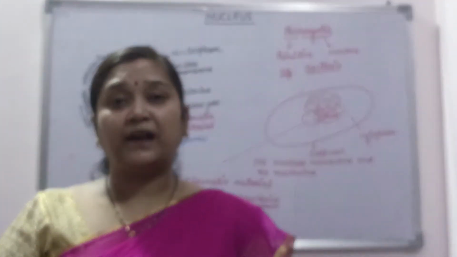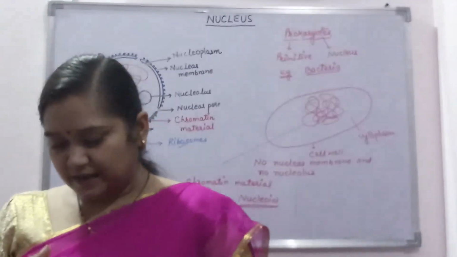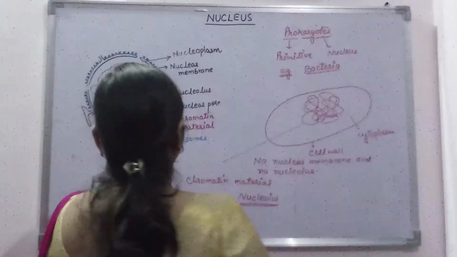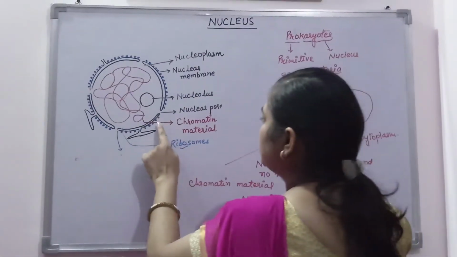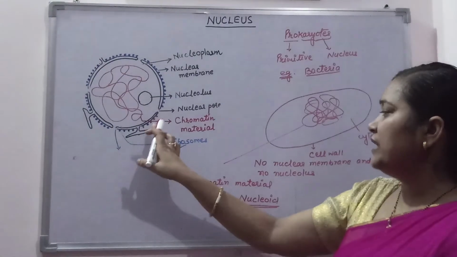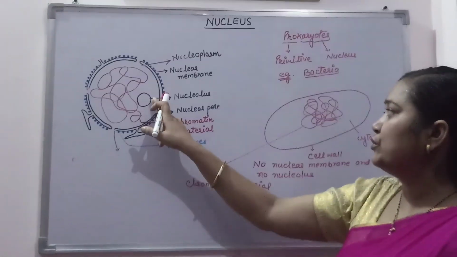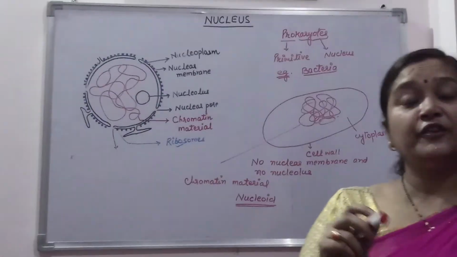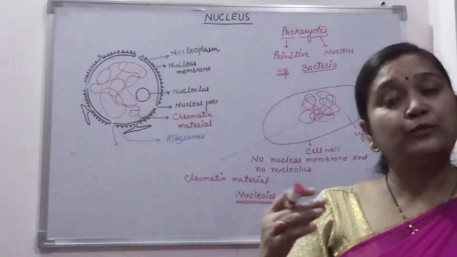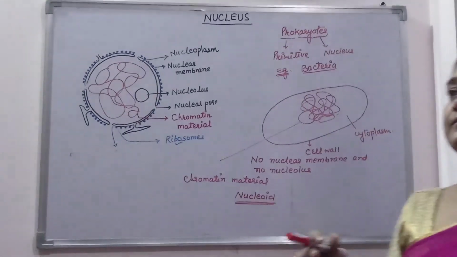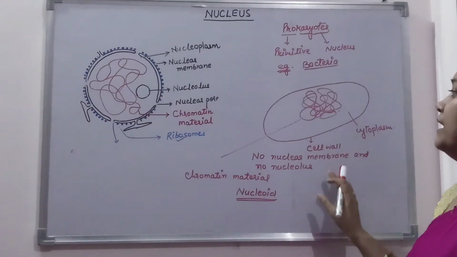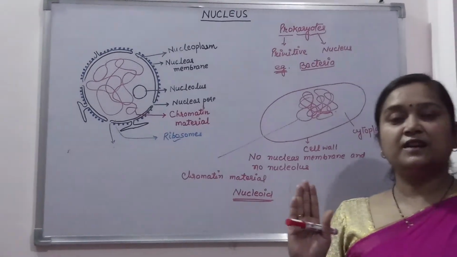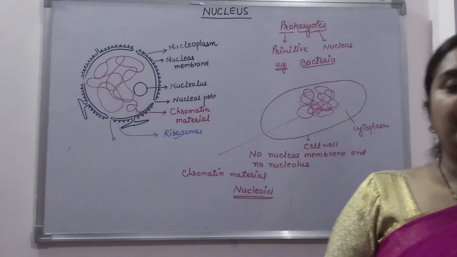And the third important function is that it provides information for protein synthesis, because the outer membrane of the nuclear envelope contains ribosomes, and the nucleolus helps in the formation of ribosomes, and as I have told, ribosome is the site for protein synthesis. Okay, now this is all about the nucleus, and I hope it is clear to all of you, and thank you.